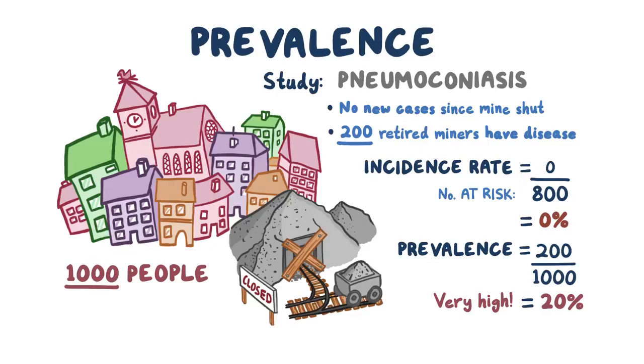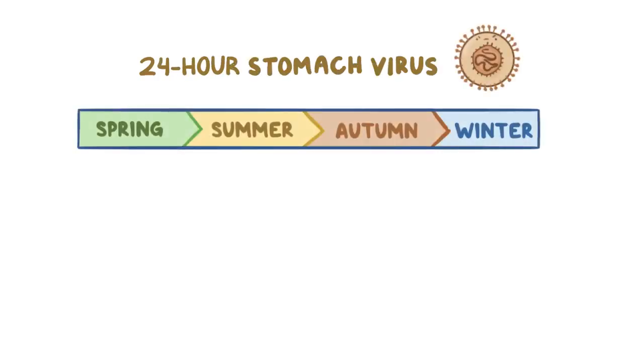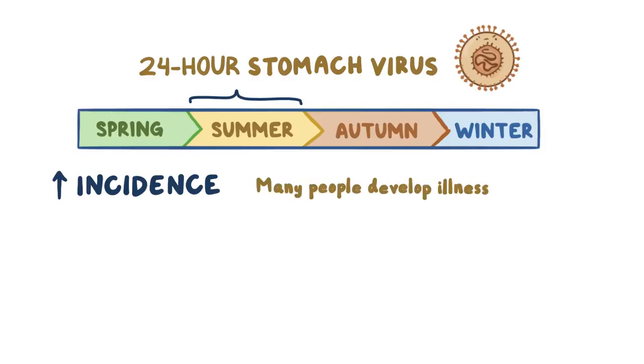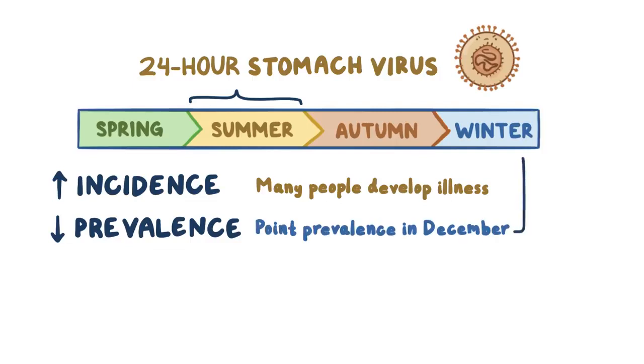For a chronic illness like pneumoconiosis that people usually have for many years, there might be a handful of new cases in a community, but because the cases stick around for a long time, the point prevalence will be high regardless of when you check. Now, on the flip side, let's say there's a 24-hour stomach virus going around during the summer months. There might be a high incidence because many people might develop the illness in the community that year, but a low prevalence of individuals that have the illness if you do a point prevalence sometime in December, because by then everyone will have likely recovered.